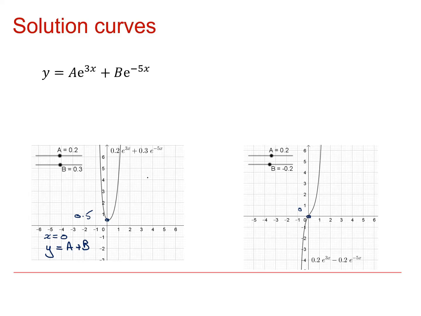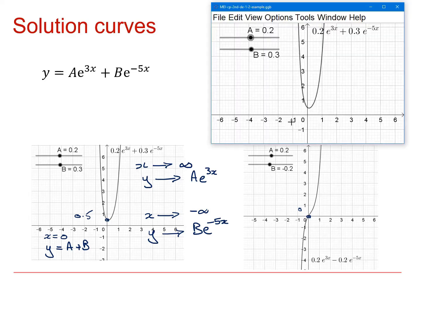The other thing to look at is the behavior for x large and positive or large and negative. So as x tends to infinity, y tends to a e to the 3x. The bit with the e to the minus 5x will disappear as x tends to infinity. And as x tends to minus infinity, then y will behave like b e to the minus 5x. And in fact, in here, because b is negative, that means that the curve shoots off towards minus infinity.